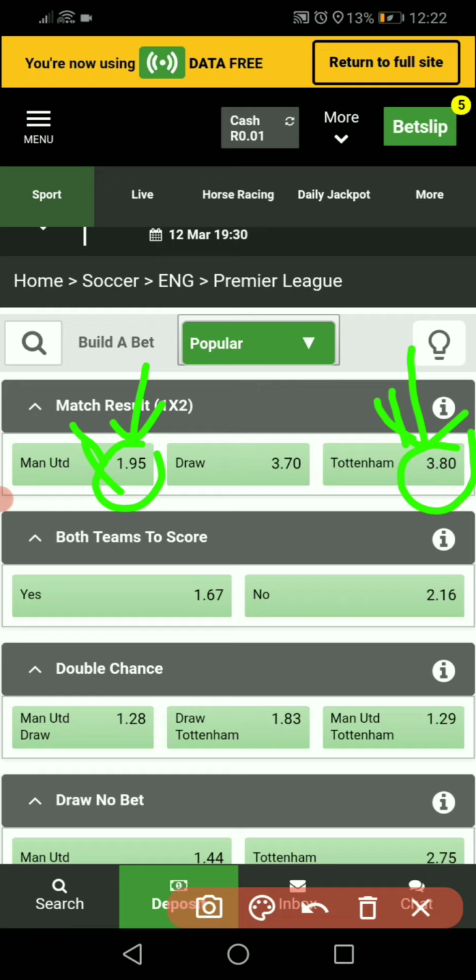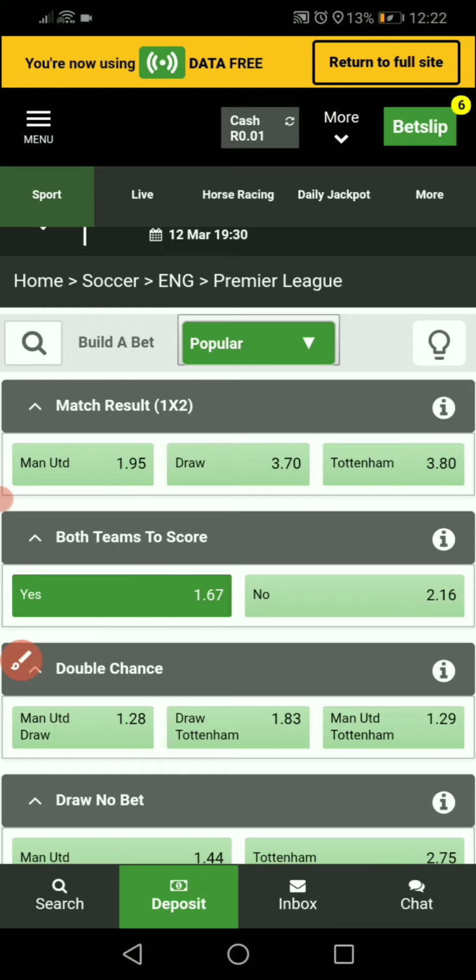So it will be possible for both teams to score, because the numbers are not far from each other. Or if here we have 5.80 and here we have 1.95, we will choose no, because they will be far from each other. So we're going to choose yes, guys. Both teams will score. Why? Just because their numbers are not far from each other.